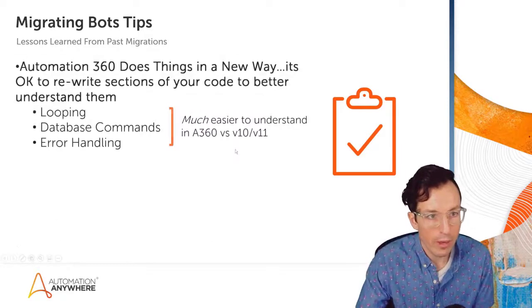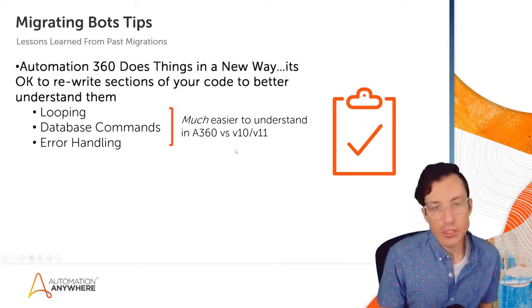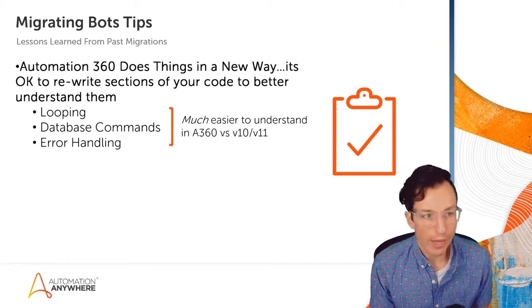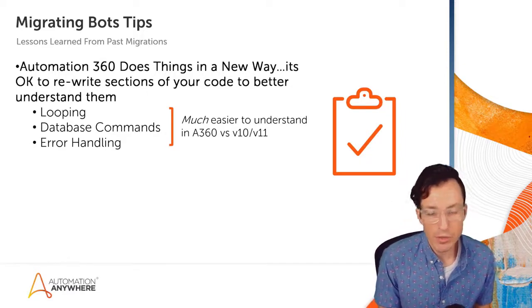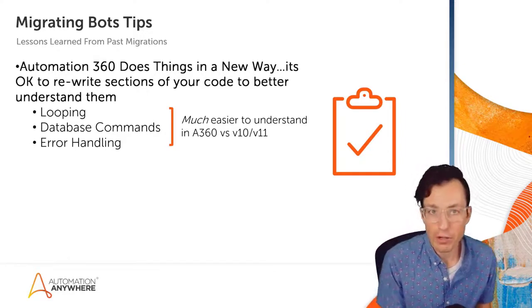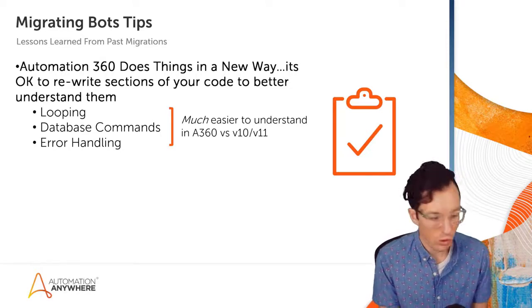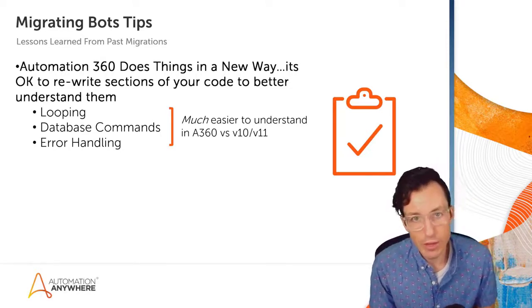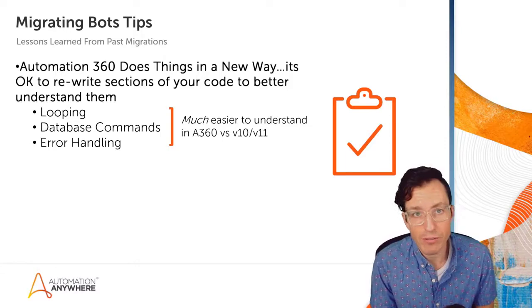One more page of tips here. Automation 360 does things in a new way, and it's okay to rewrite some of the sections of your code so you can better understand them after this migration. So specifically, I think of the way that looping was done in version 11 and version 10.